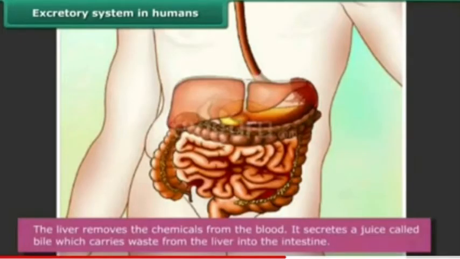The liver also removes chemicals from the blood. It secretes a juice called bile, which carries waste from the liver into the intestine. So these are some of the excretory organs, like our skin and our liver, and how they help in removal of waste products. But the most important excretory organ in humans are a pair of kidneys. Now we will have a look at the structure of a human kidney.